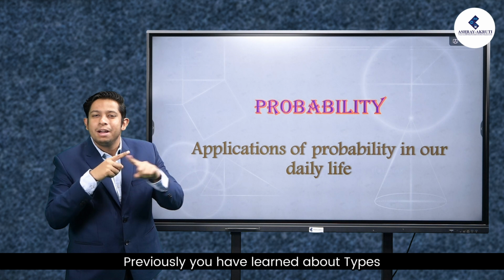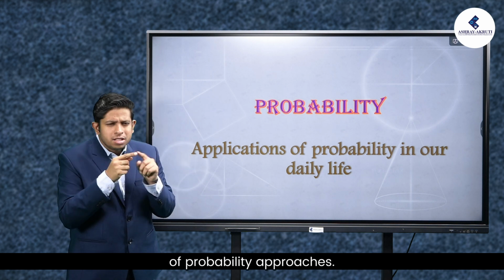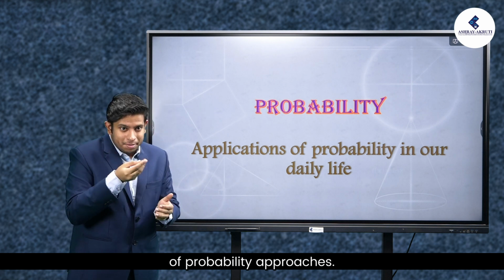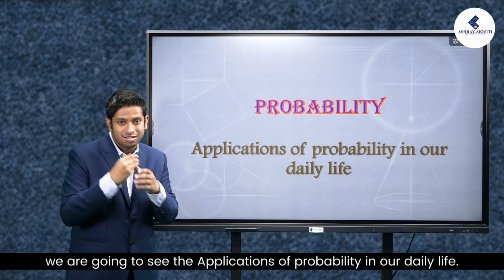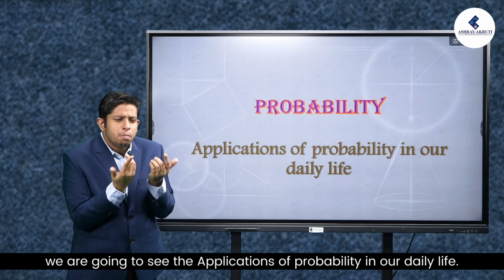Previously, you have learned about types of probability approaches. Today, in this part, we are going to see the applications of probability in our daily life.